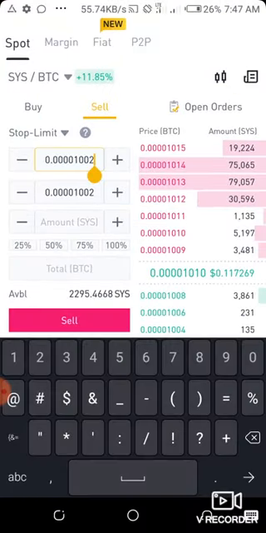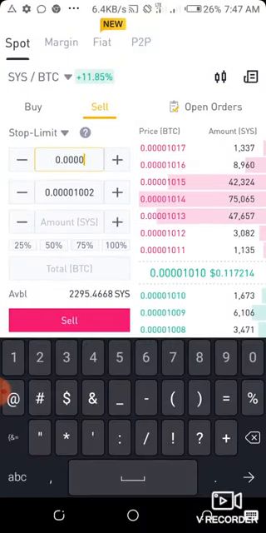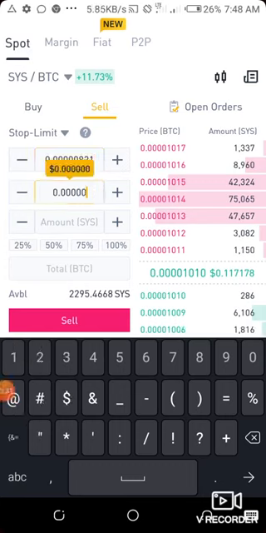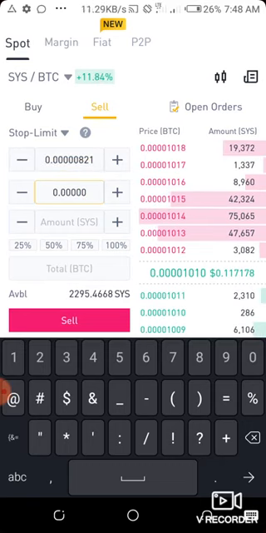So you give the instruction to the computer to sell at what? If the price of this SYS should drop to 821 Satoshi, an instruction will be given to the computer to sell. Always let the lower limit of your stop limit be smaller than the upper limit. Since this one is 821, you can set this one at 810.